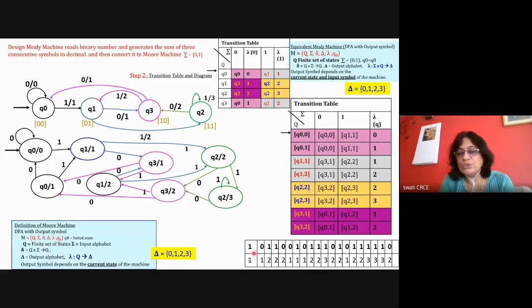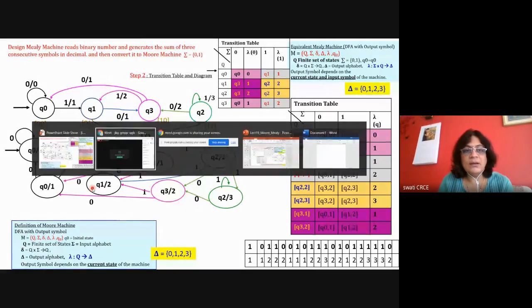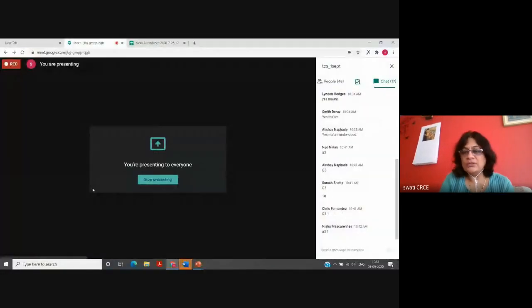And you need to also show the logic. What is your logic? This is your input, and verify your answer for the input. So always take the string and check by hand whether you are getting the correct answer. If you're getting the correct answer, that means your diagram is correct. So you always verify the answer.